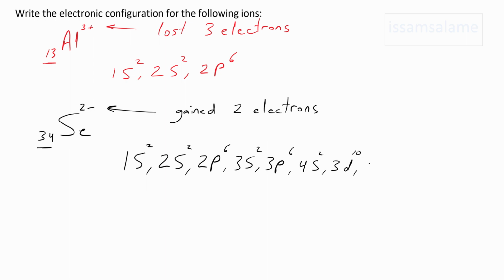As we can see, if we add the number of electrons in all the suborbitals, we're going to have 36 electrons instead of 34.